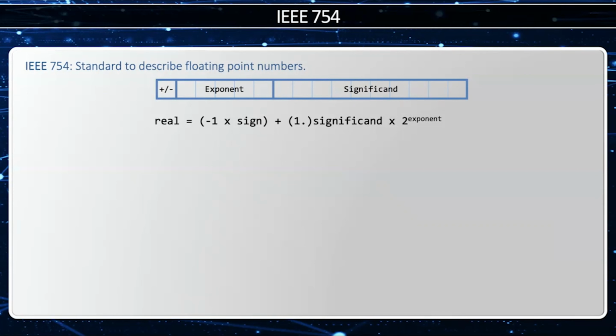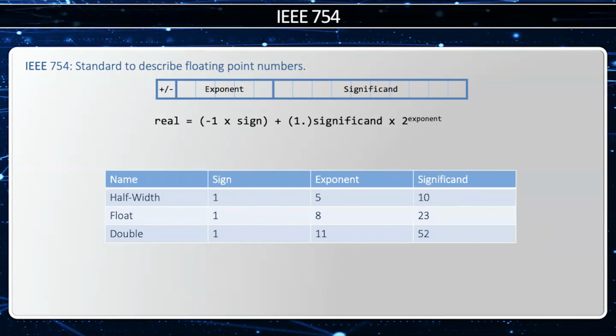and then times 2 to the exponent, and this is the format that our number is in. Now, there's actually three different standard floating point numbers. There is the half width, which is a 16-bit number, 1 for the sign, 5 for the exponent, and 10 for the significand. Notice 1 and 5 and 10 is going to be 16. There's a float, which is a standard 32-bit number, 1, 8, and 23, and the double, which is a 64-bit number, 1, 11, and 52.